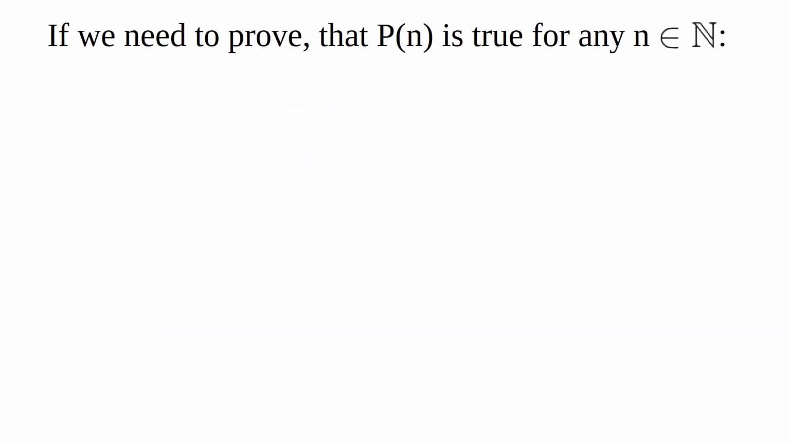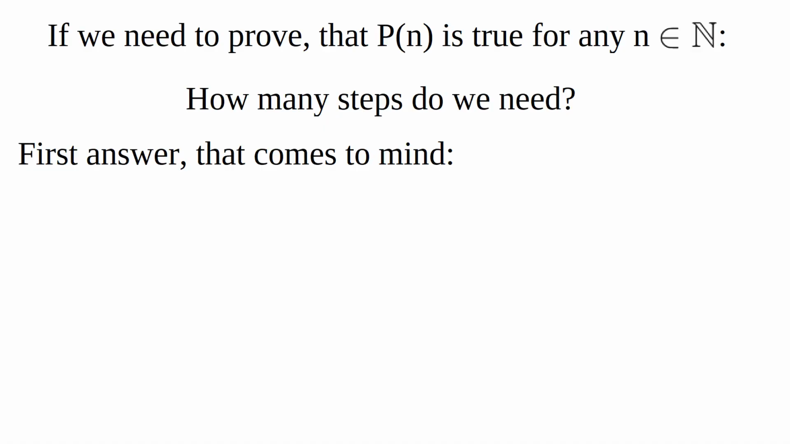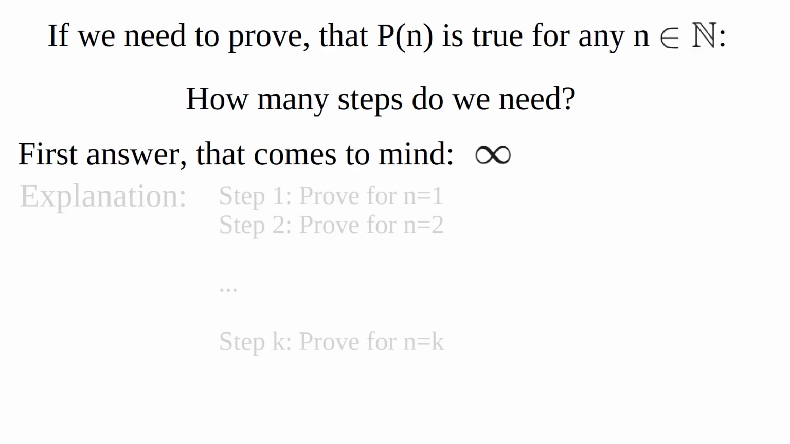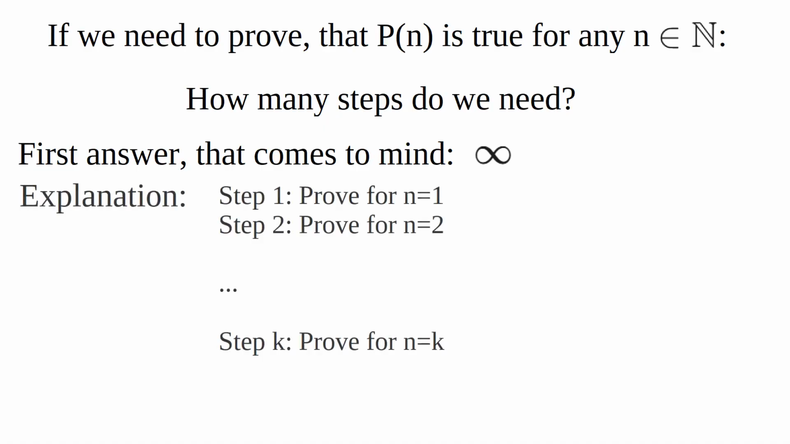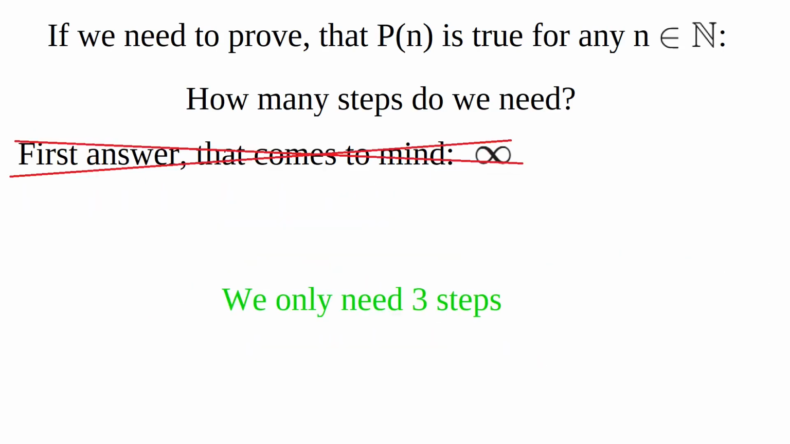But if we have to prove that some statement is true for every natural number, then how many steps do we need to prove it? Well, the first answer that comes to mind is infinity. What I mean by that is that we check that the statement is true for every single natural number, and we do one step per number. But there's actually a more simple method of doing that. We can prove that a statement is true for any natural number in only 3 steps. And this 3-step method is the mathematical induction that we're going to be talking about.